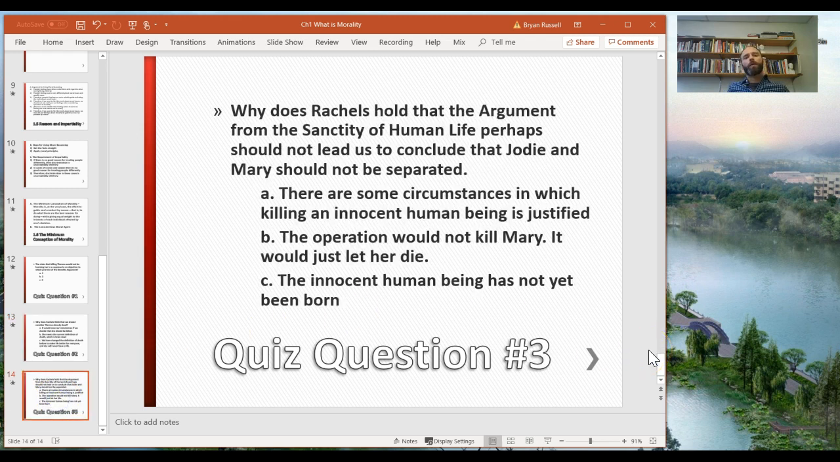And then quiz question number 3. Why does Rachels hold that the argument from the sanctity of human life perhaps should not lead us to conclude that Jody and Mary should not be separated? So why should we still think possibly that Jody and Mary should be separated, even in the face of the argument for the sanctity of human life? Does he support that there are some circumstances in which killing an innocent human being is justified? Or does he hold that the operation would not kill Mary, it would just let her die? Or that the innocent human being in question has not yet been born, so it's okay to be killed? Which of those reasons does Rachels support as a reason that there might be reason to separate Jody and Mary?